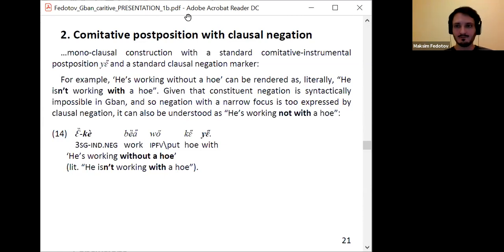But as I will show later, these examples do not express the semantics that he's working not with a hoe or he isn't working with a hoe do in English or Russian. So don't be fooled by appearance here.